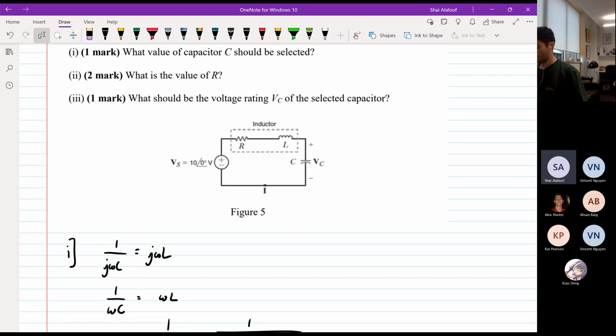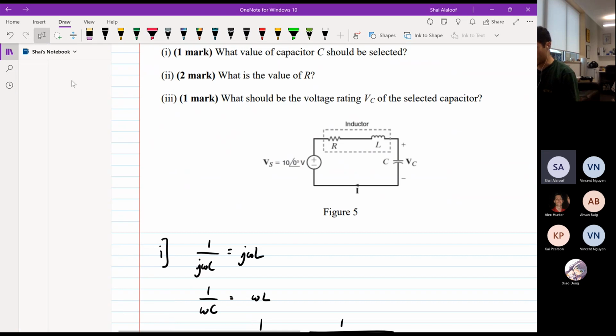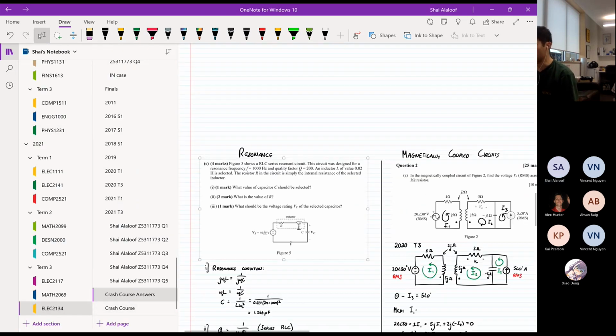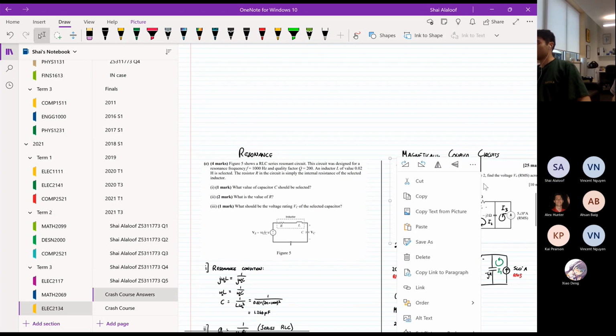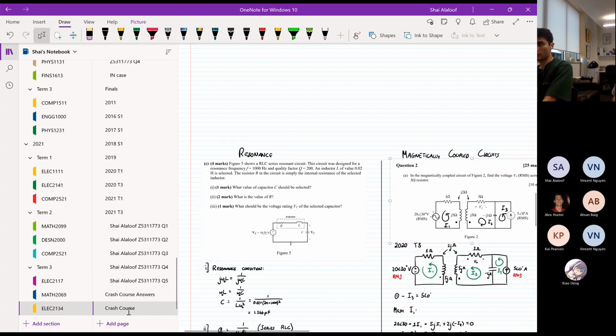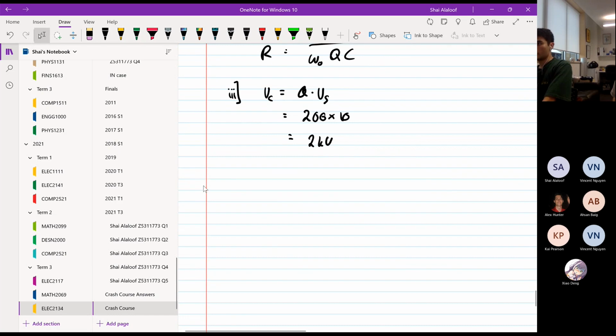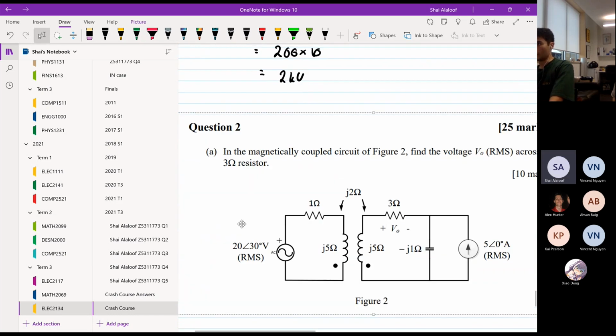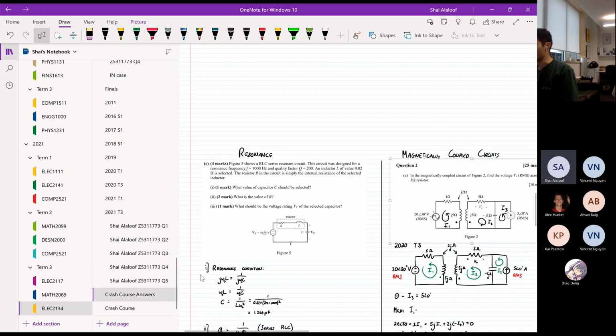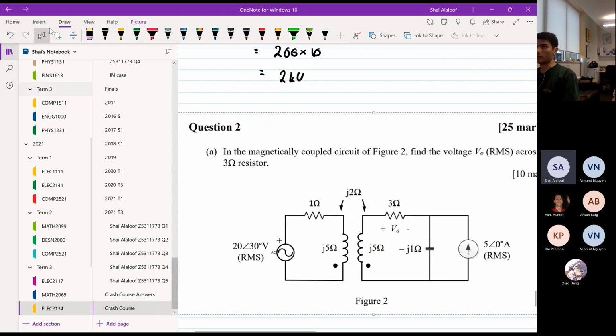Okay. I think now we'll probably have time for the magnetically coupled circuit question. There we go. Mag circuits. But yeah, this is just one random one I found. What year was it? 2020 T3. So fairly recent year.